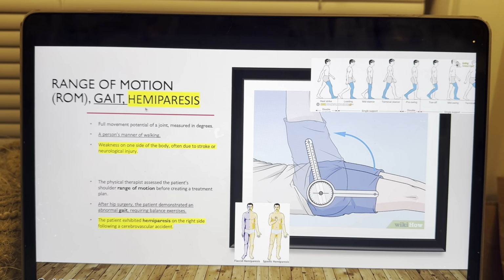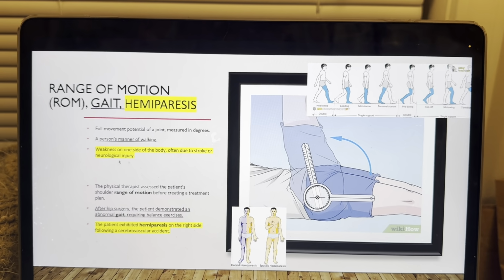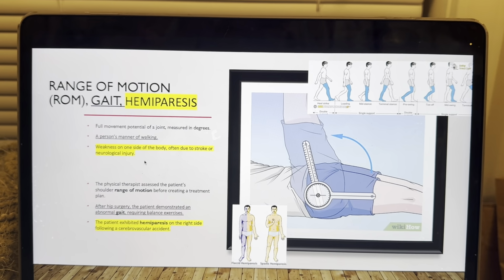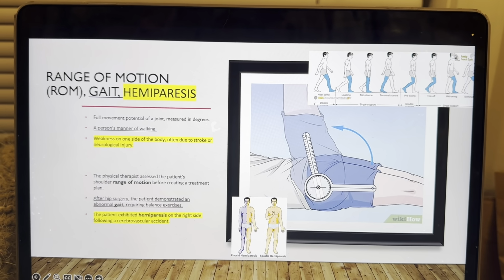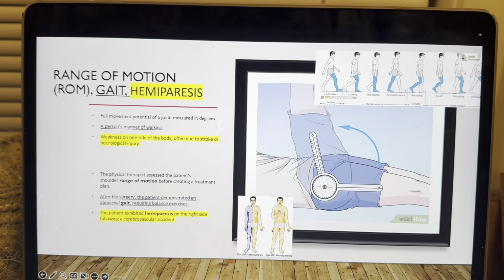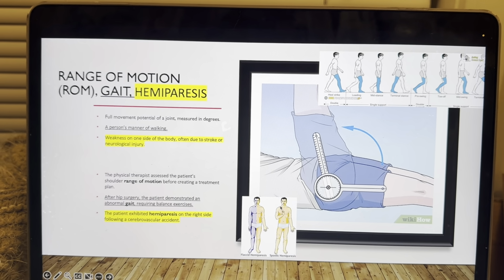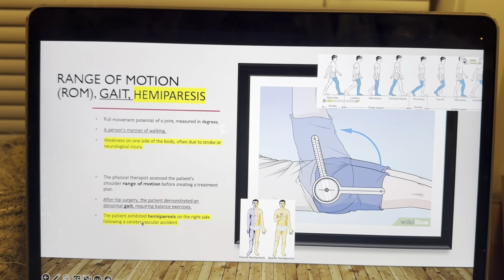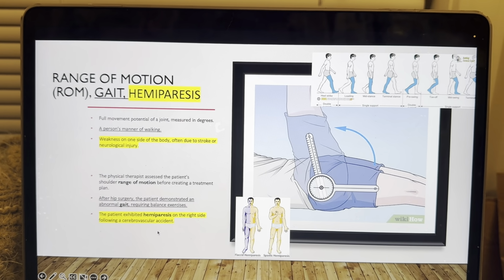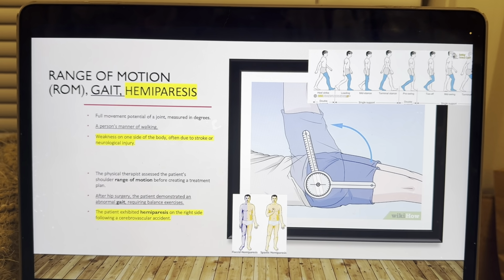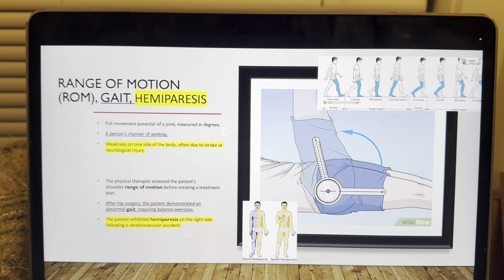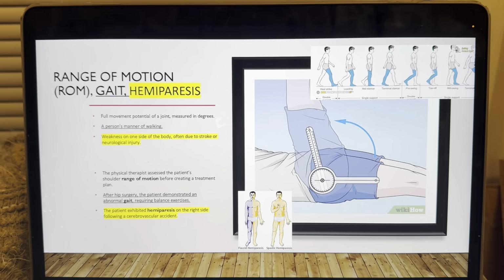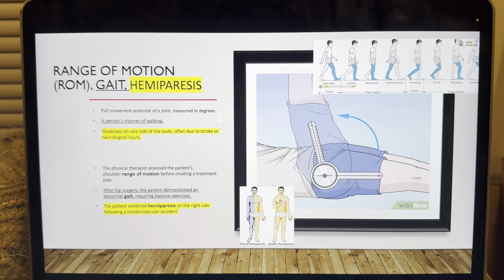Third, we have hemiparesis, which is weakness on one side of the body, often due to stroke or neurological injury. And here's an image down here of someone having weakness on the right side. An example is the patient exhibited hemiparesis on the right side following a cerebral vascular accident. There's a lot of patients at a PT clinic I used to work at that had this issue.